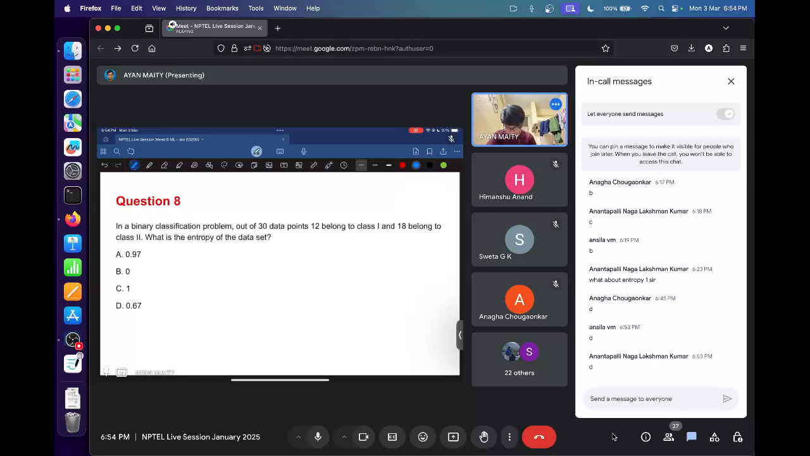Question 8. In a binary classification problem, out of 30 data points, 12 belong to class 1, 18 belong to class 2. What is the entropy of the dataset?